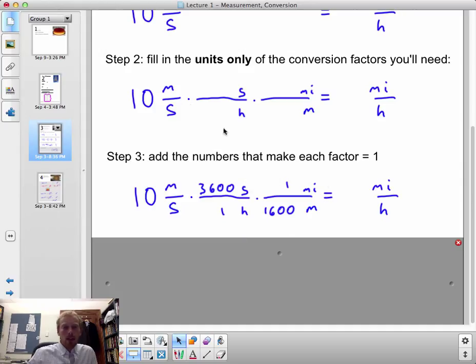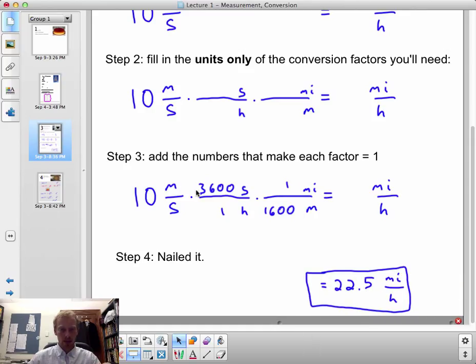Well, what can I do with this fraction here to make it 1? Well, 3600 seconds is 1 hour. So once I've already put the units there, I'm like, oh yeah, 3600 seconds is 1 hour. How can I put my numbers in this fraction so that the fraction is equivalent to 1? Well, 1 mile is 1600 meters. I remember that because 4 laps around a track is about a mile, and 1 lap around a track is about 400 meters, so 1600 meters is a mile. So we'll just take 10 numerically and multiply it by 3600 and divide by 16.